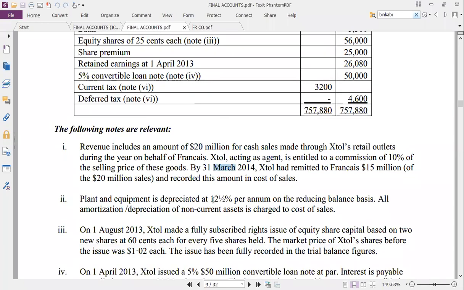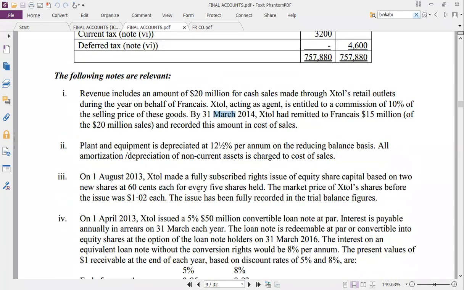This footnote, let's go to note 2. Plant and equipment is depreciated at 12.5% per annum on reducing balance basis. All amortization and depreciation of non-current assets is charged to cost of sales. Fine. So depreciation is charged to cost of sales.